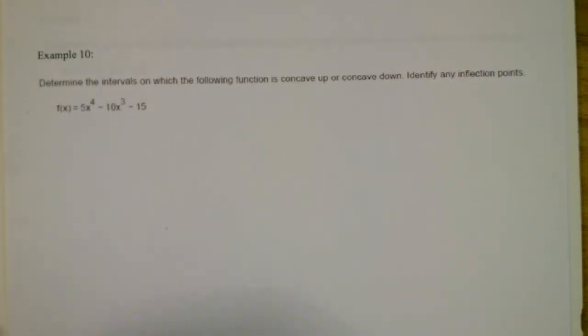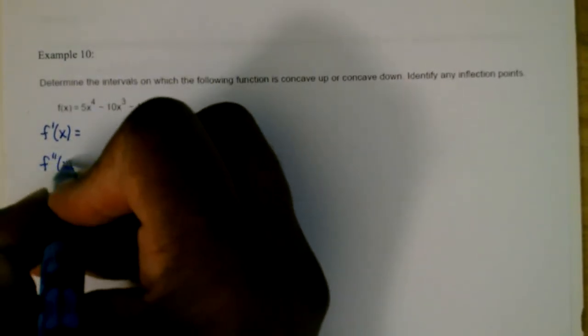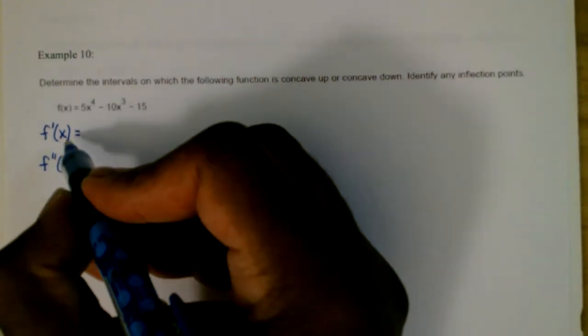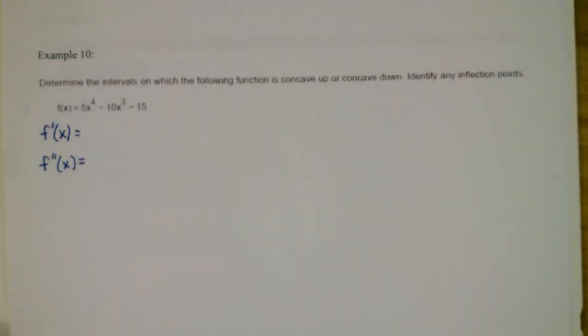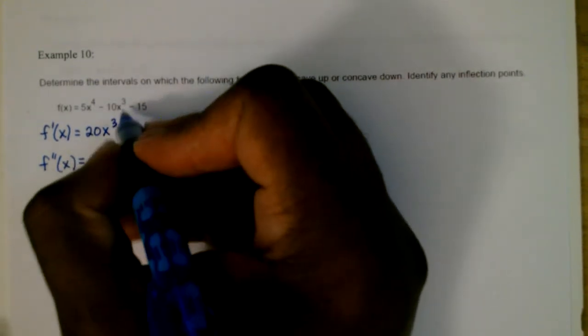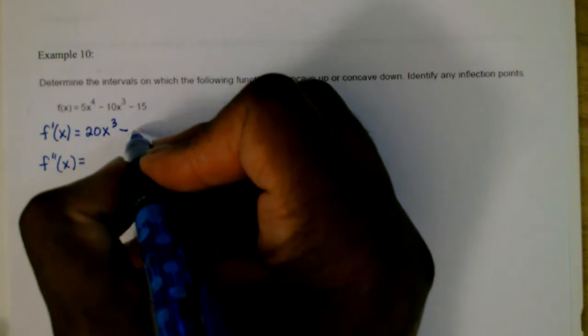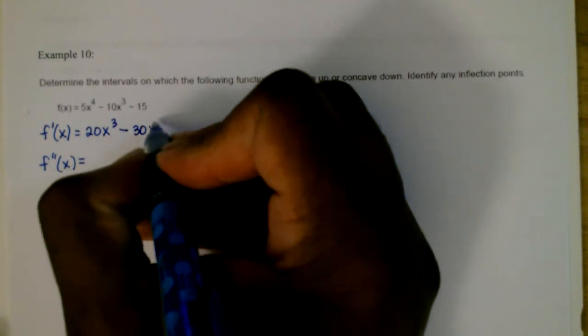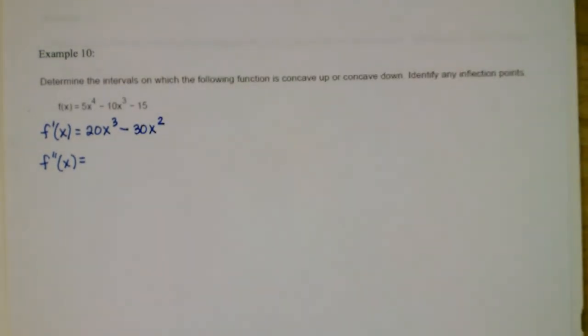In this case, we have to first take the first derivative and the second derivative. The first derivative of 5x to the 4th minus 10x cubed minus 15: for 5x to the 4th, we bring the 4 down, multiply by 5, that'll be 20, x to the 3rd. Minus, bring the 3 down, multiply by 10, it'll be 30, x to the 2nd. So I've got 20x cubed minus 30x squared.